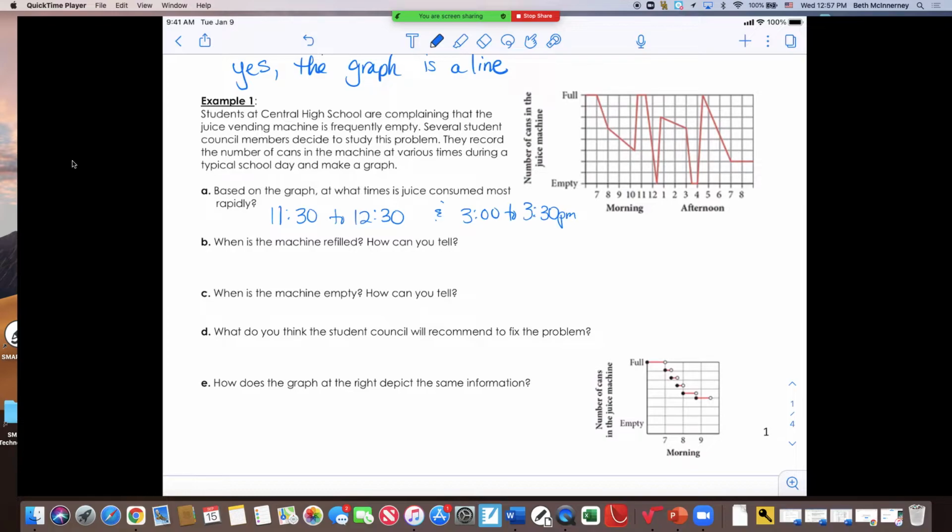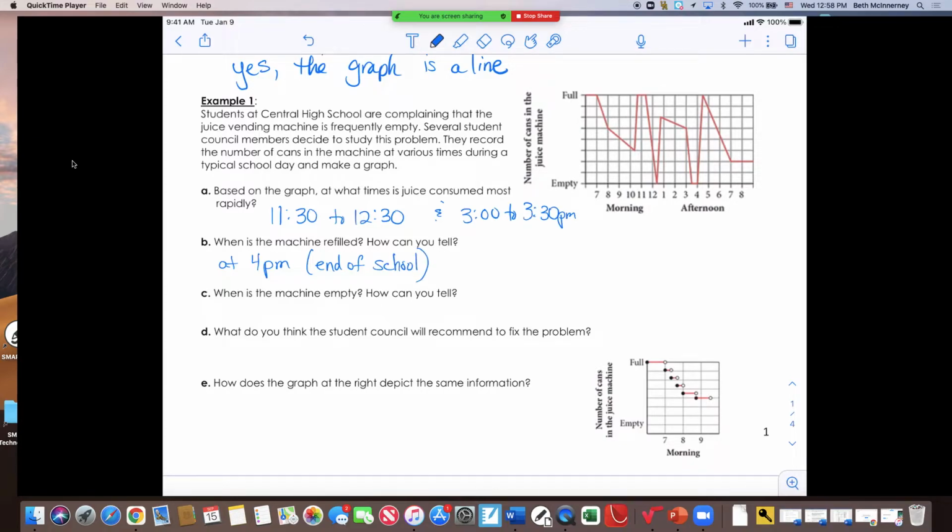All right, when is the machine refilled? And so say it again. 4 to... Okay, definitely, it looks like at 4 o'clock. And that's probably the end of school day, after school.